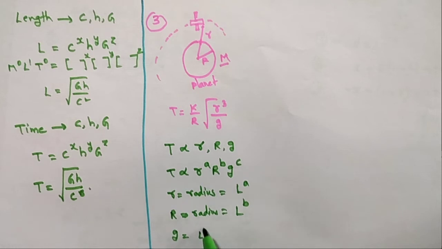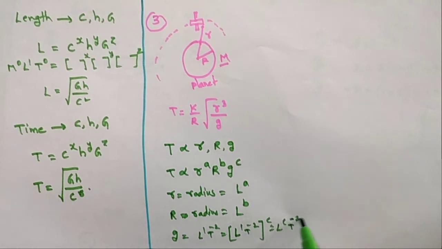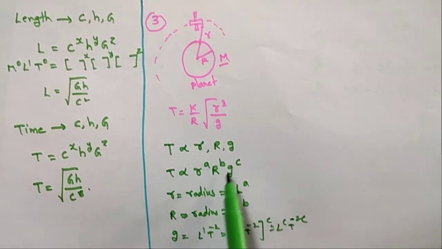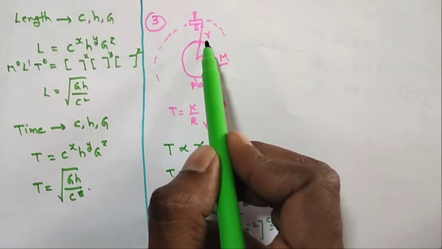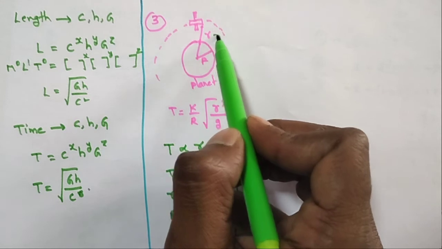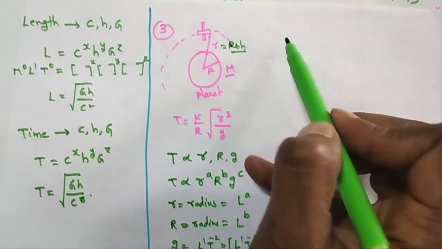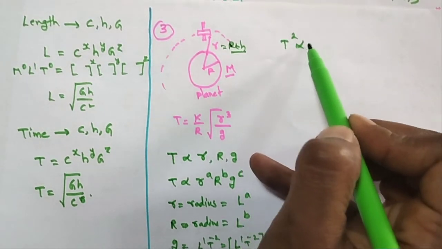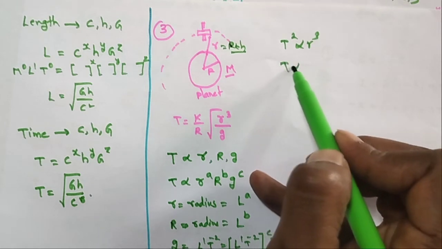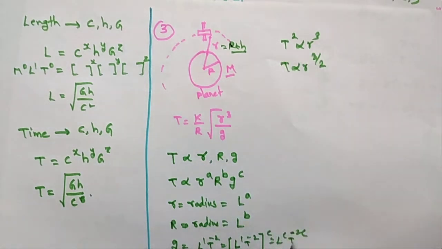What is the dimensional formula? L1 t power minus 2. So here I will write L1 t power minus 2, all power c, so that is L power c t power minus 2c. By using all these values a, b, c, this is actually the radius of the orbit. This small r is equal to capital R plus h. And another thing: the time period of the satellite, t square is proportional to r cube, therefore t is proportional to r power 3 by 2.